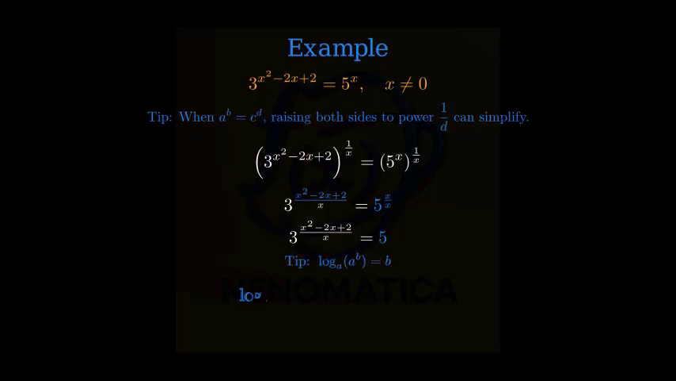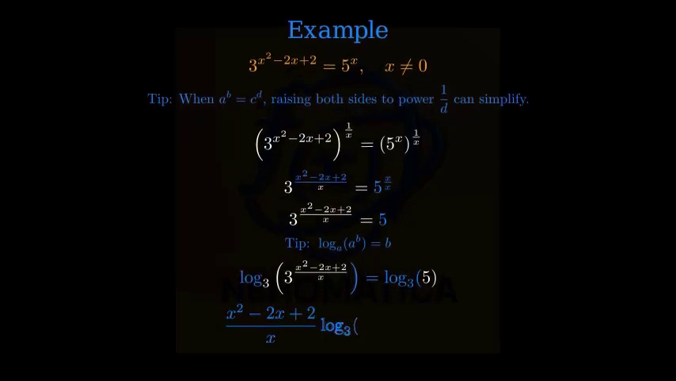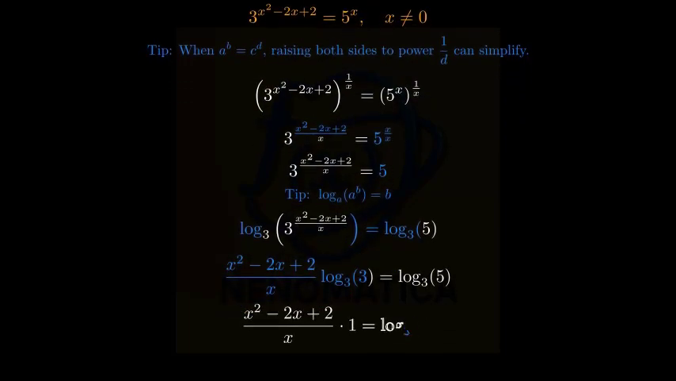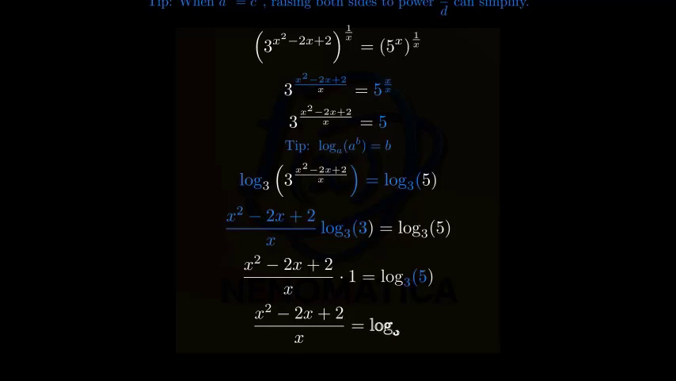To eliminate the exponent, we take the logarithm with base 3 of both sides. Using the logarithm power rule, the logarithm of a to the power of b equals b times the logarithm of a, so we bring down the exponent from the power. Since the logarithm of a number with its own base equals 1, log base 3 of 3 equals 1. We can further simplify by removing the multiplication by 1.